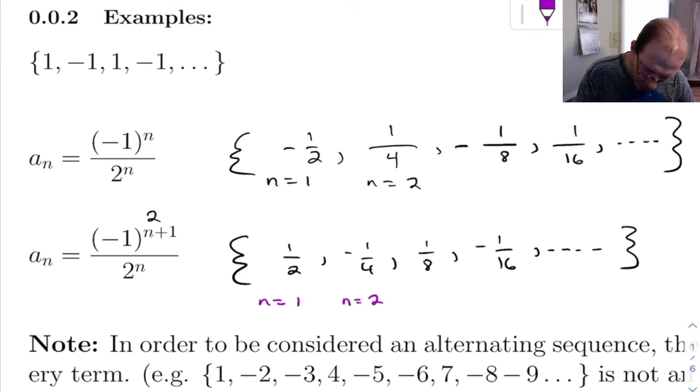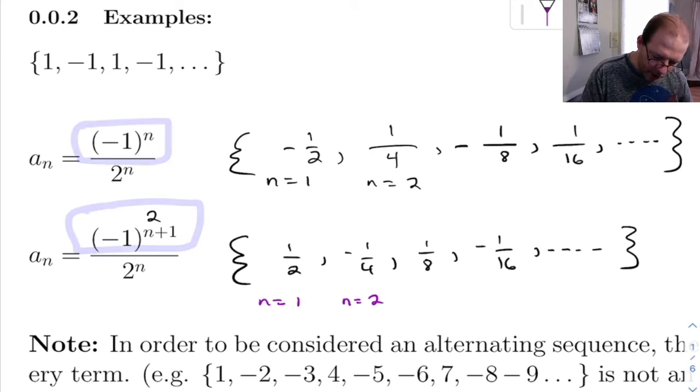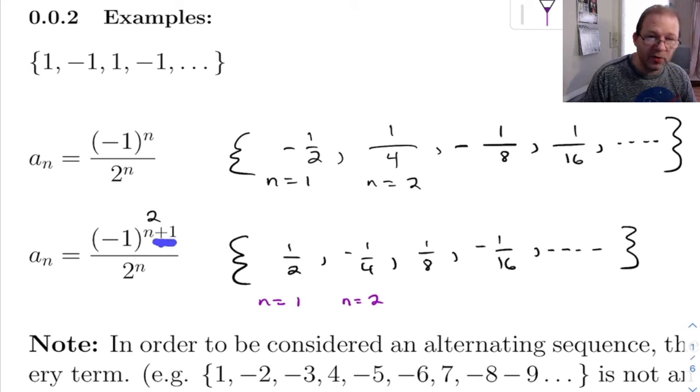If you plug in 2 here, notice what you get on the bottom. You get 2 squared, and on the top you get negative 1 to the third power, and of course negative 1 to the third power gives you a negative. So basically this is like the typical way to make the terms alternate. And putting a +1 or a -1 would work too. But putting that lets you shift whether the first term is positive or the first term is negative.